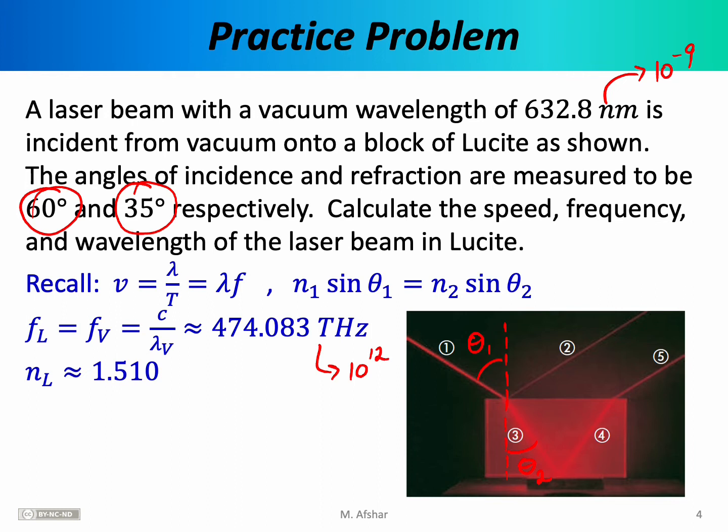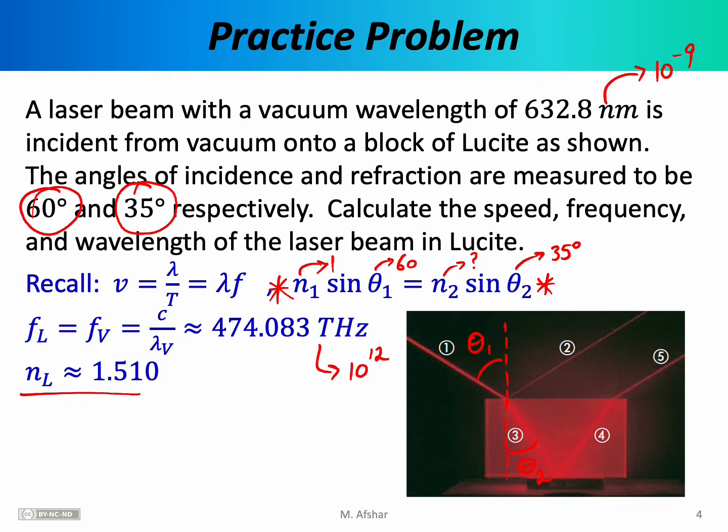Calculating the index of refraction for lucite is relatively easy using Snell's law. Medium 1 is vacuum. The index of refraction for vacuum is 1. Theta 1 is 60 degrees. N2 is unknown, and theta 2 is given to us as 35 degrees. Plugging those numbers, you will find that N2, or N for lucite, is approximately equal to 1.510.